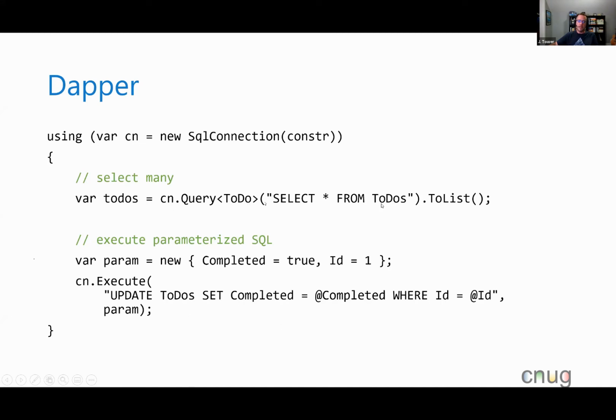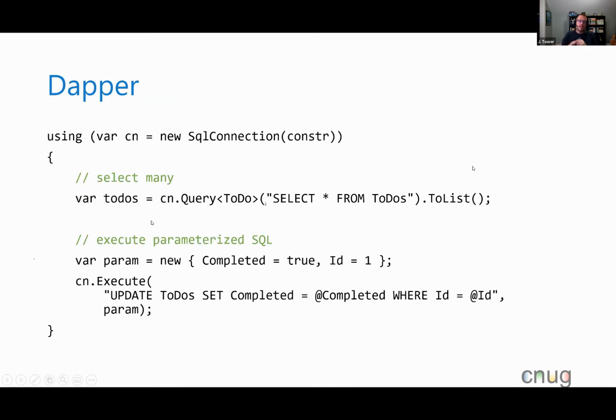So here I'm running a query. Looks pretty similar to the last one we looked at. And it's actually going to come back as an IEnumerable. If I want it to be an IList instead, I can cast it as a list. That'll be a list of ToDo now.